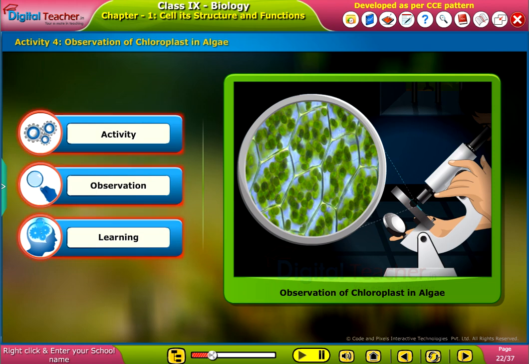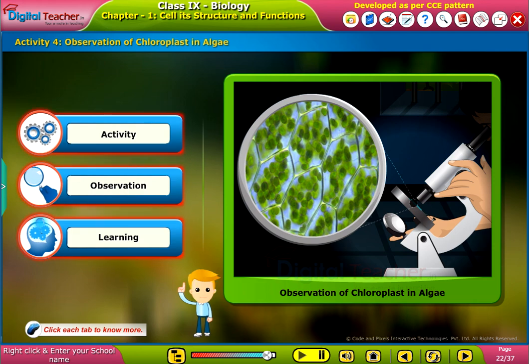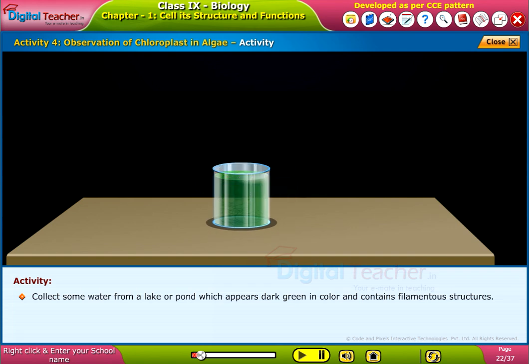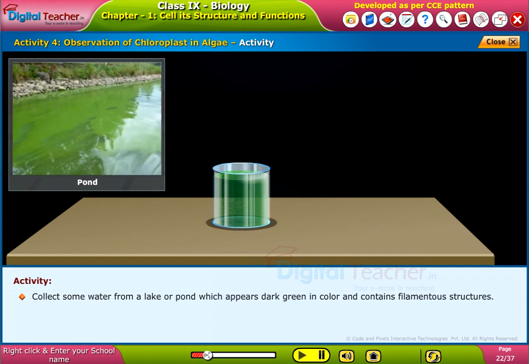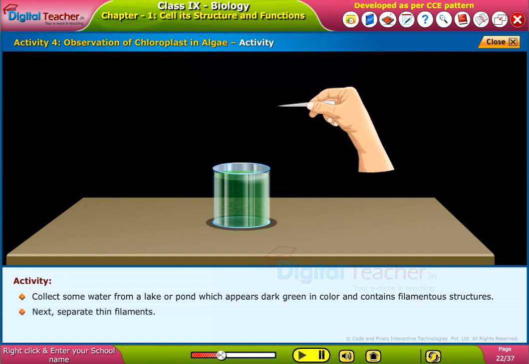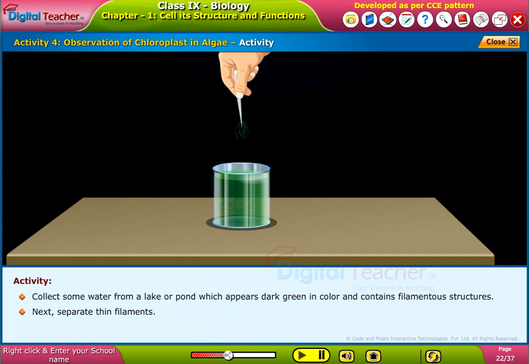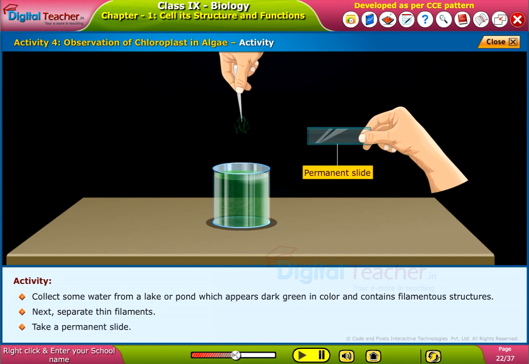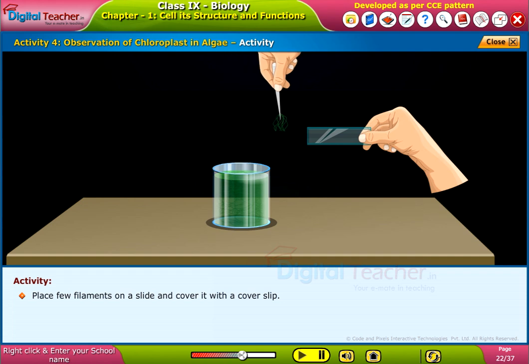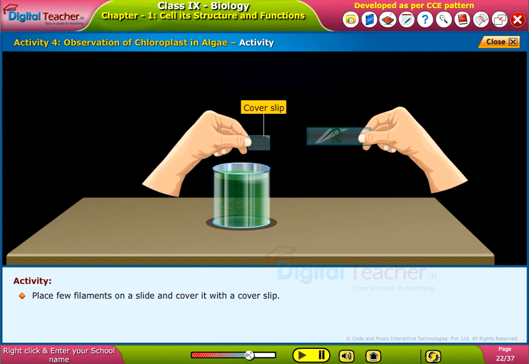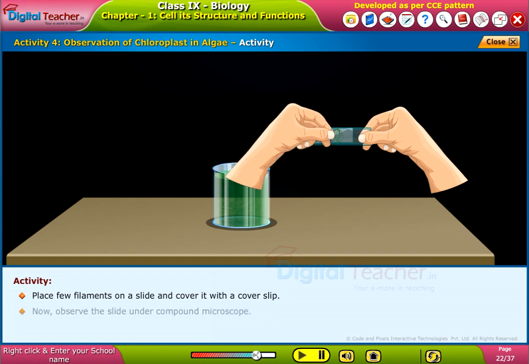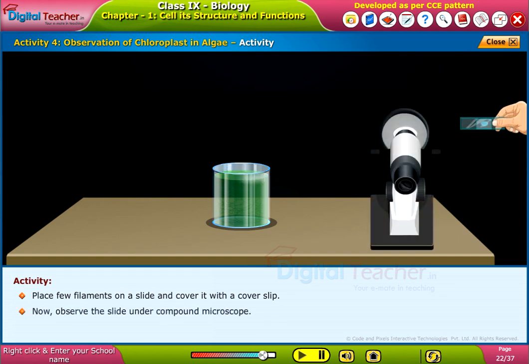Here, let us perform an activity to observe chloroplast in algae. Click each tab to know more. Collect some water from a lake or pond which appears dark green in color and contains filamentous structures. Next, separate thin filaments. Take a permanent slide. Place few filaments on a slide and cover it with a cover slip. Now, observe the slide under compound microscope.